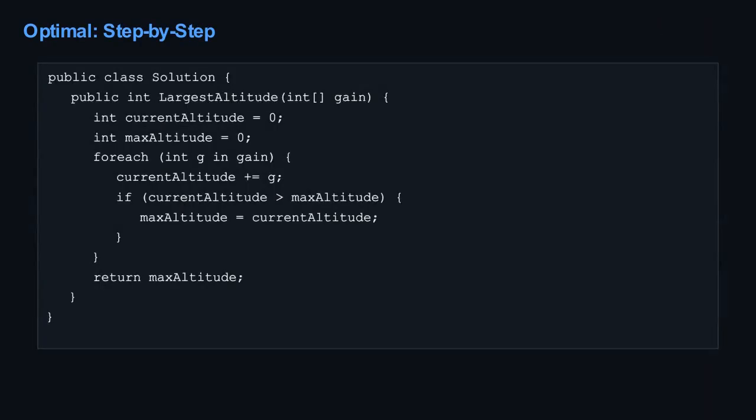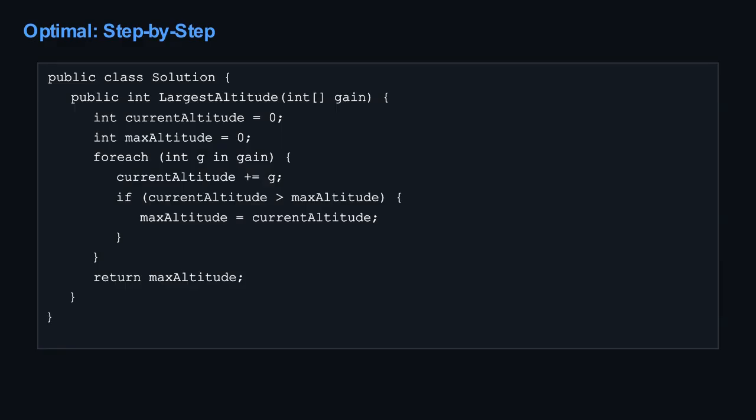Let's trace this with an example. Gain is -5, 1, 5, 0, -7. We start with current altitude at 0 and max altitude at 0. First gain is -5. Current altitude becomes 0 plus -5, which is -5. Max altitude remains 0 because -5 is not greater than 0. Next, gain is 1. Current altitude becomes -5 plus 1, which is -4. Max altitude is still 0.